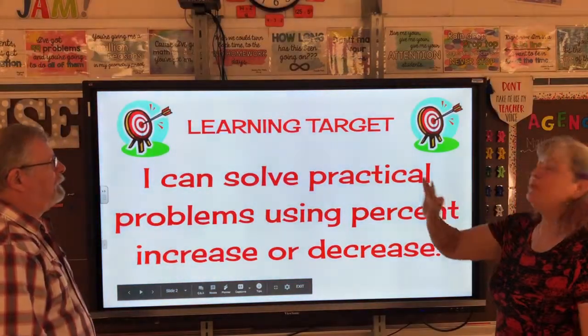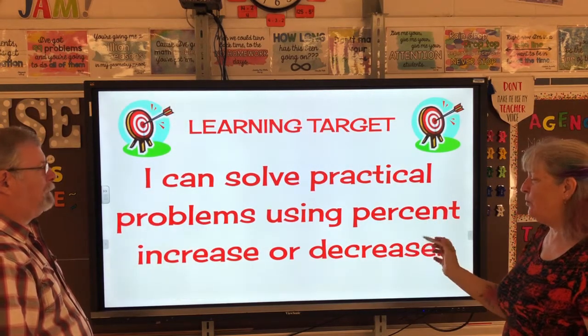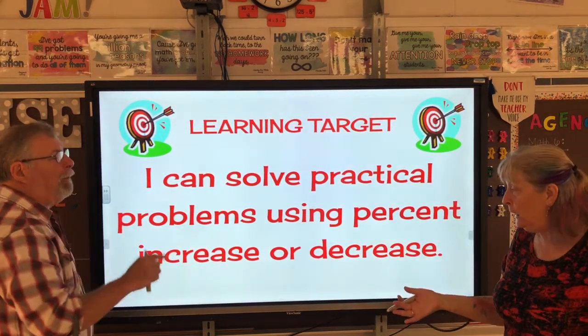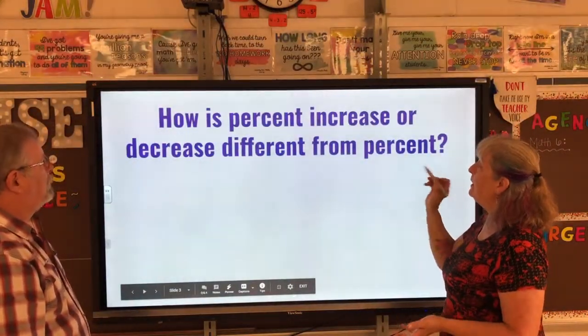Now, let's look at our learning target. I can solve practical problems using percent increase or decrease. But what does that mean? Well, I think we have something that we can show them what it means. Okay. Percent increase or decrease.